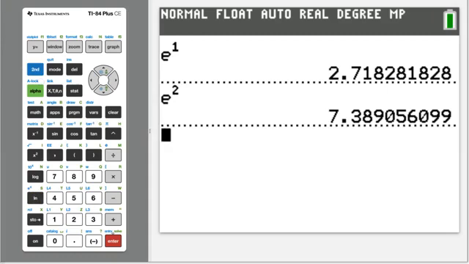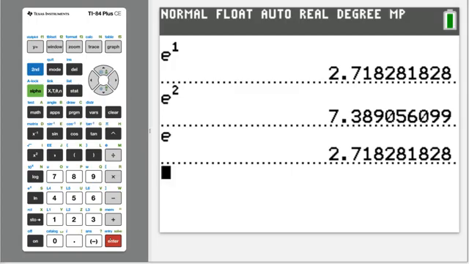Oftentimes when we're using e, we end up raising it to a power. On the other hand, another place to get e is right above the divide. So see, it's the second function of the divide, so you can press second, divide, and then there's e.